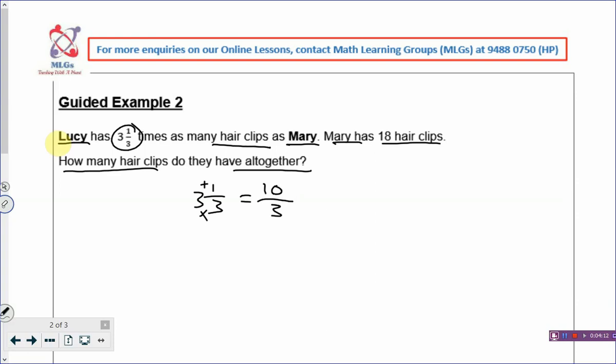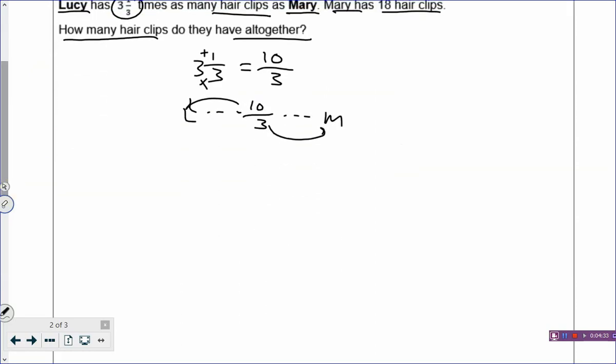And then you just rewrite the sentence: Lucy has 10 over 3 as many hair clips as Mary. Now you can do the arrow pointing. So Lucy has 10. The numerator refers to the first person, and the denominator refers to the second person. And now you can start to draw your model. It means that Lucy has 10 boxes, so you draw a rectangle, cut into 10.